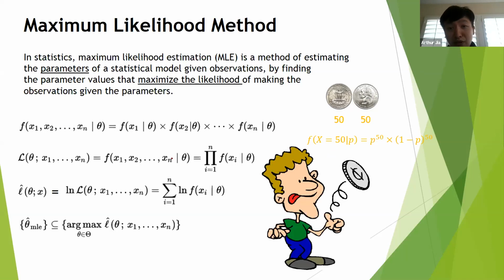If we think each toss, so we have 100 tosses here, right? If each toss is independent from each other, then when we want to calculate the joint probability, we can treat each event as an independent event, right? And the joint probability will be the multiplication of each probability, right? So this is the model.